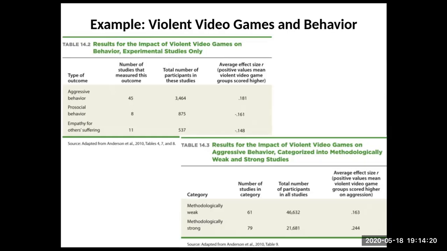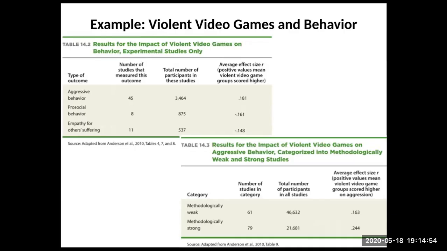Well, looking at the number of studies, we have 61 that were done that were methodologically weak, and 79 that were methodologically pretty strong. Of those 61, there were over 46,000 people. Of the methodologically strong ones, 21,681 people. So looking at the average effect size, for the weak ones, you only get about a 0.16, which is again in the weak range. 0.10 to 0.30 is weak to moderate.